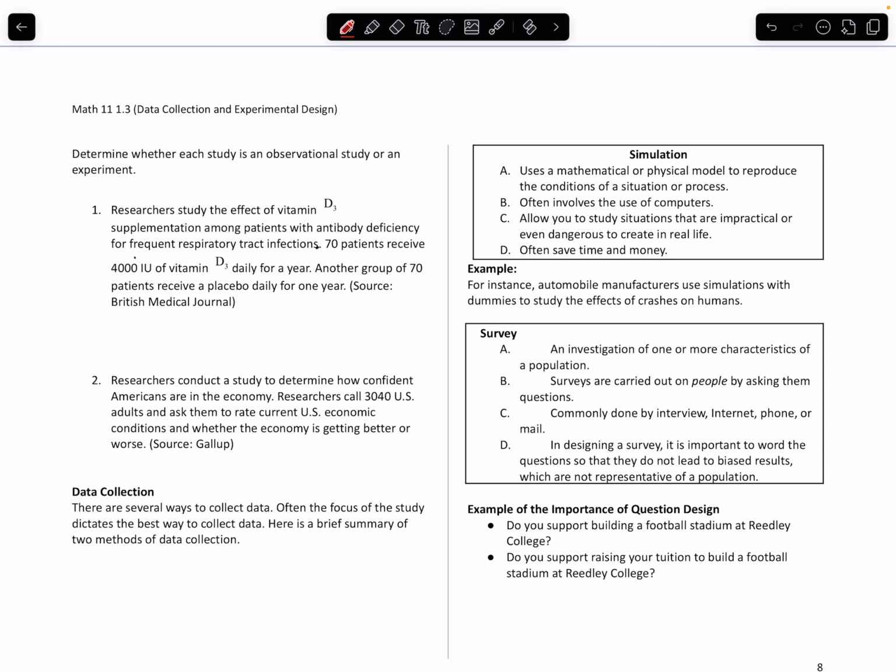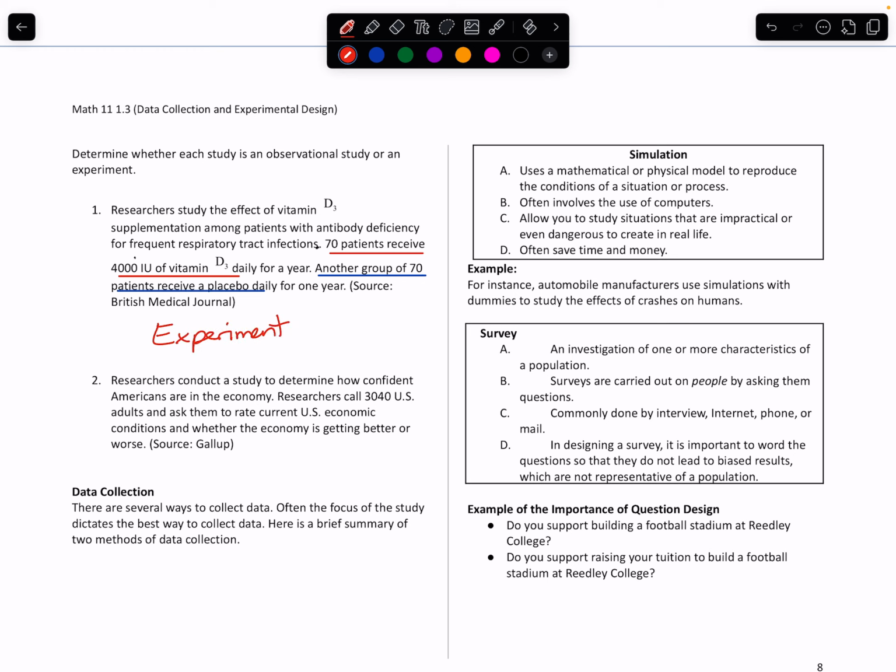So one group receives vitamin D, and another group receives a placebo. Okay, when that happens, we are running an experiment. Right, we're giving a treatment to a group, and the other group is getting nothing. They're getting that placebo, right? There's that keyword, placebo.